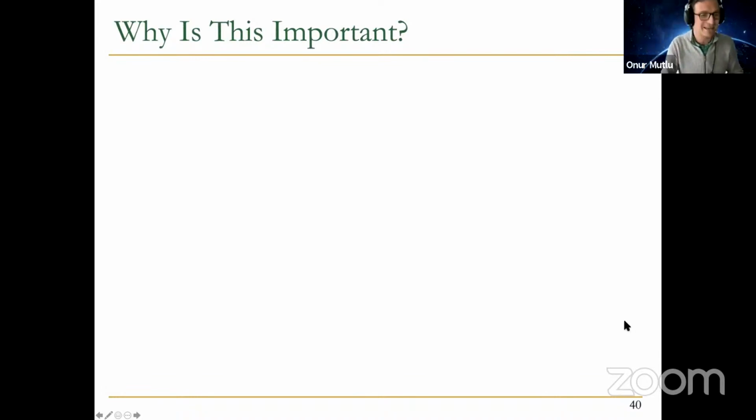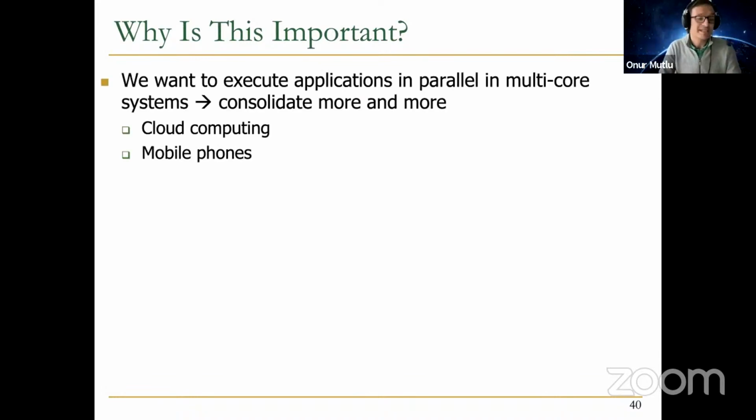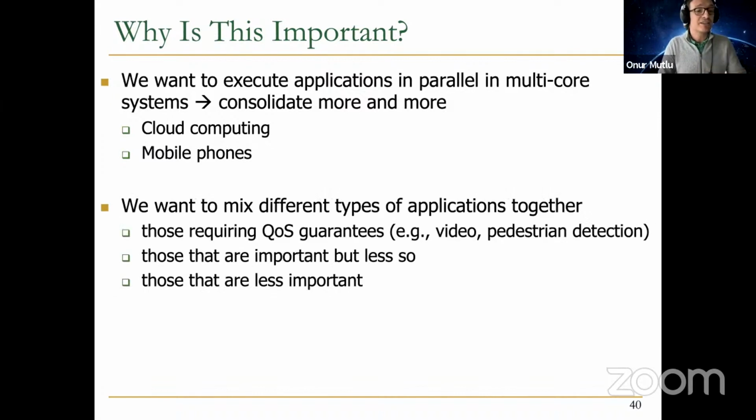Okay, why is this important? I think I gave you the importance of this, but let me cover this a little bit more. Basically, we want to execute applications in parallel in multi-core systems, consolidate more and more, put more and more efficiently in cloud computing and mobile phones. And we want to mix different types of applications together, those requiring quality of service guarantees, for example, pedestrian detection in a self-driving car, and something else in a self-driving car. You collocate them for some reason so that you can actually improve efficiency. You don't have all the resources in the world, right? But then there may be others that are important, but less so, and there may be others that are less important, right? Your virus checker can run once in a while. It doesn't need to be hogging resources when you're trying to detect pedestrians, right?